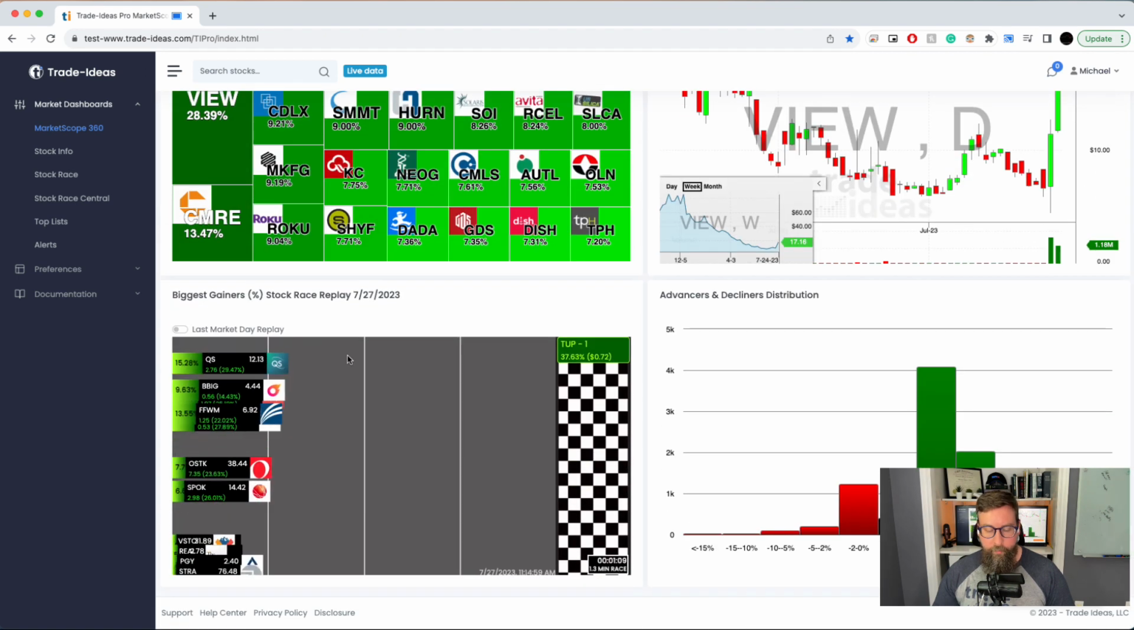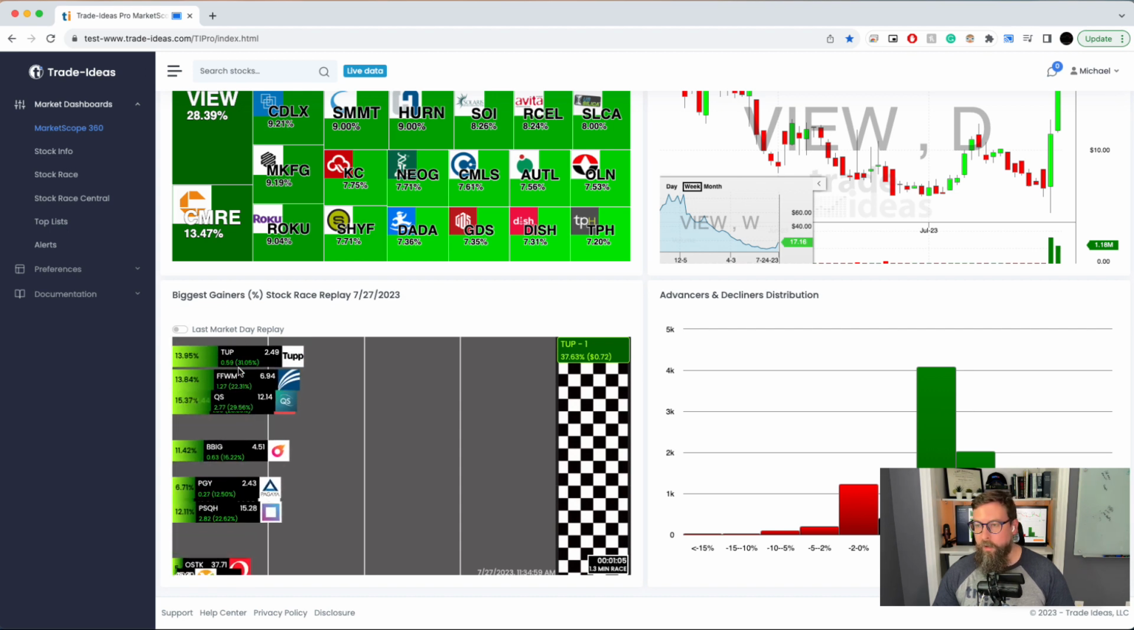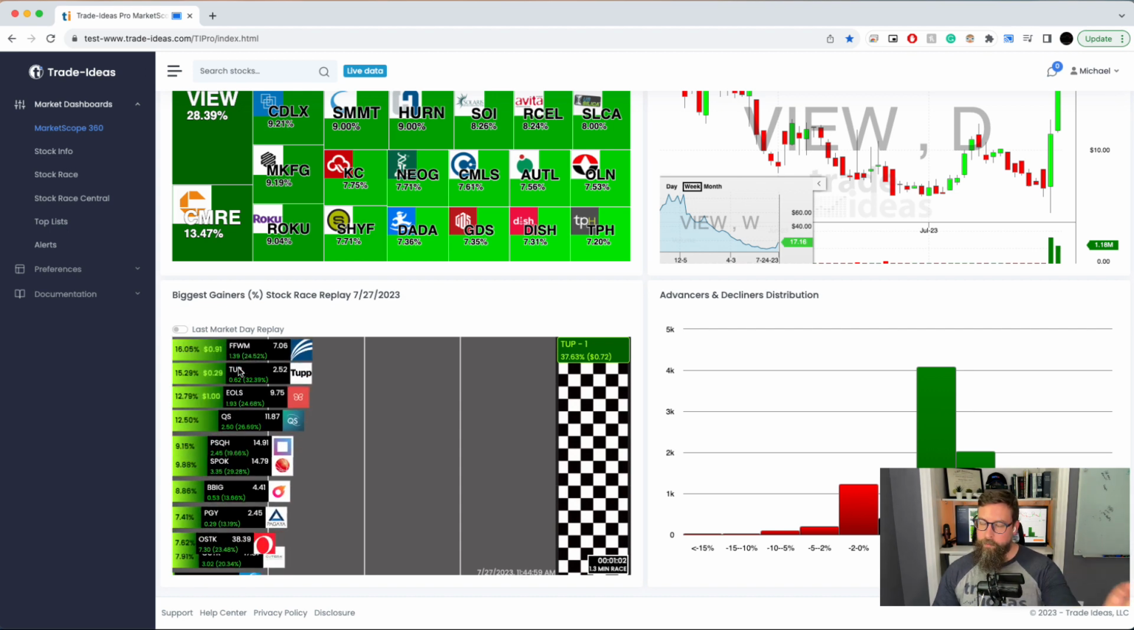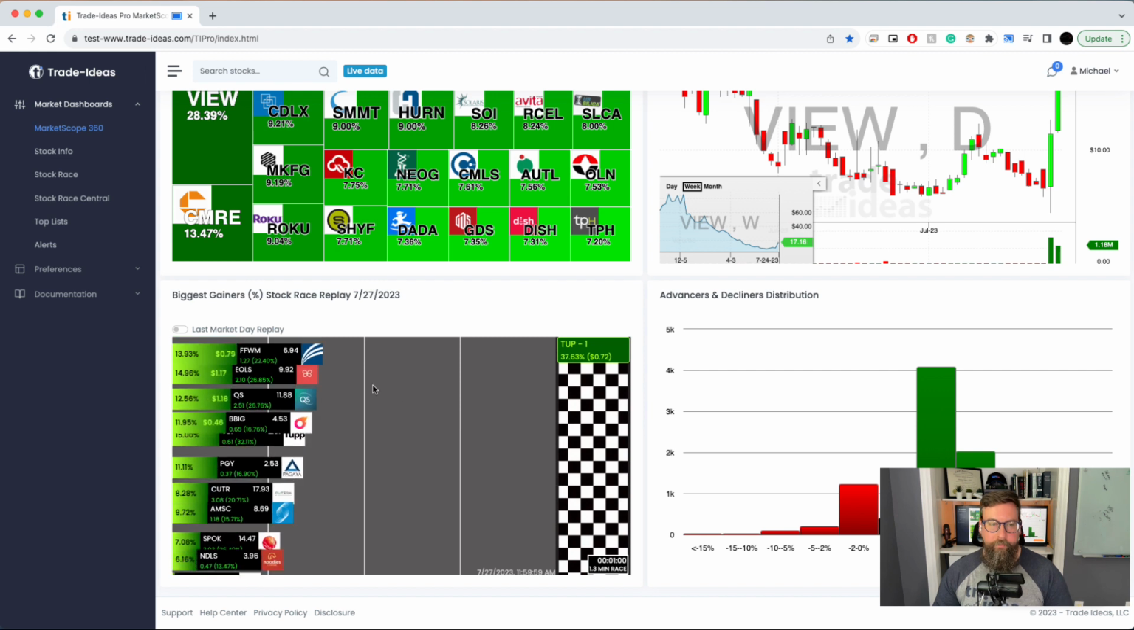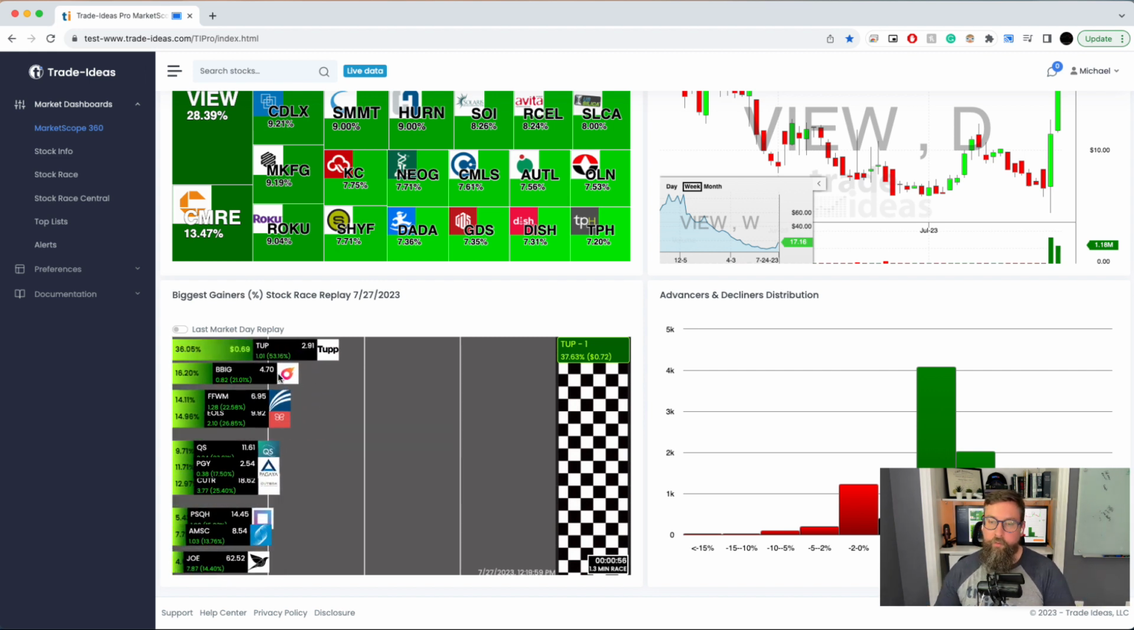Down below here, we have a market race. So this is constantly showing you in real time what stocks are moving right now. The other one's a little bit more static. This one's a little more dynamic. So you can see it's always rotating with what's moving very strong at the time.